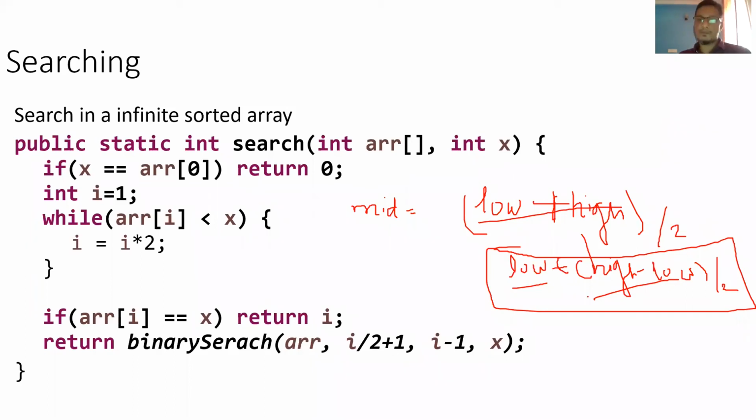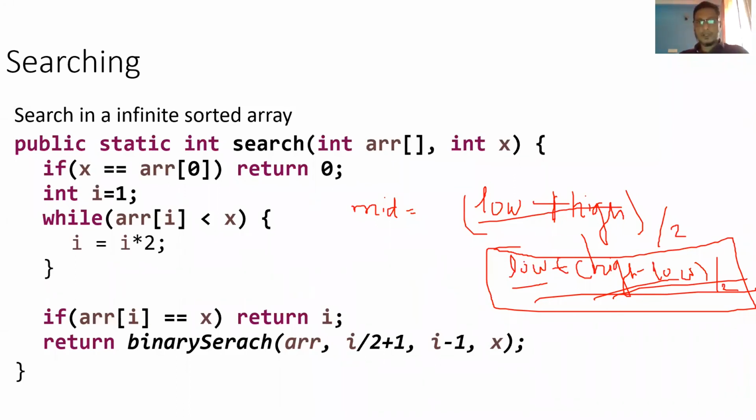So what you can do is apply it like this: low plus high minus low by 2. Instead of dividing everything by 2, you are keeping 1 low, and half of the remainder you are adding from the high. I think that is clear.